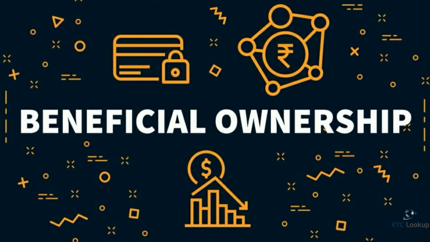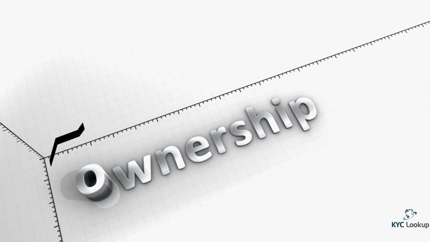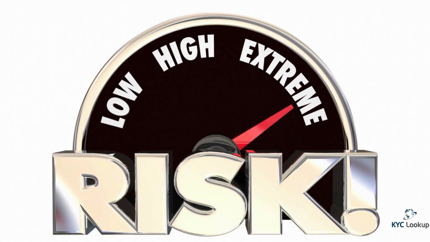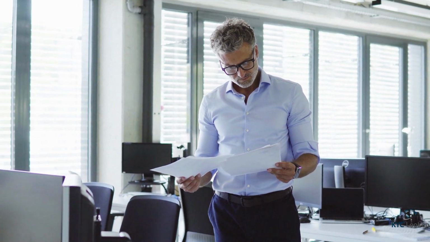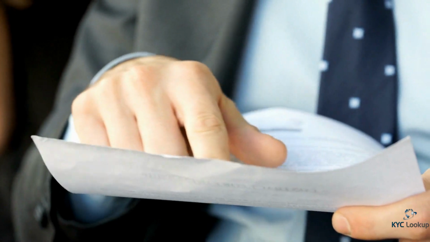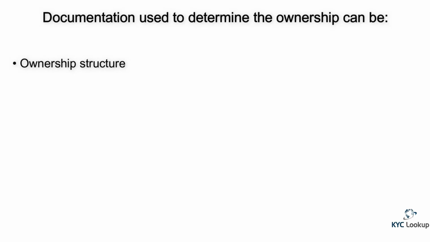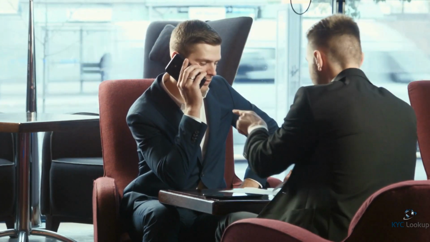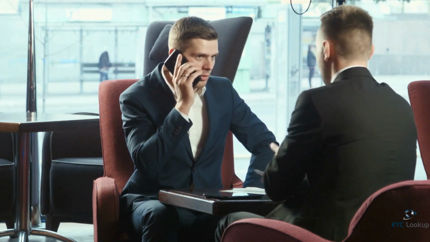Beneficial ownership information should be determined in line with the risk presented by the customer, meaning the higher the risk, the lower the threshold. For example, a higher risk customer should require a 10% beneficial ownership threshold, whereas a low or medium risk customer may require a 25% threshold. Documentation used to determine the ownership can be ownership structure, share registry, annual report. In the scenario where the customer doesn't have ultimate beneficial owners meeting the threshold, it will require to identify the most senior controlling party with the day-to-day control of the company.